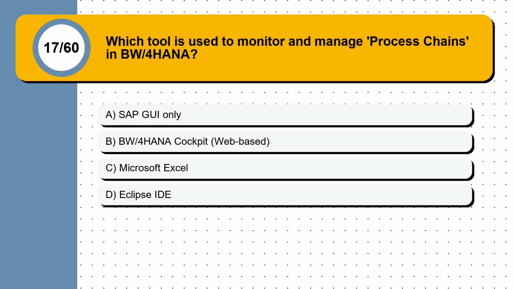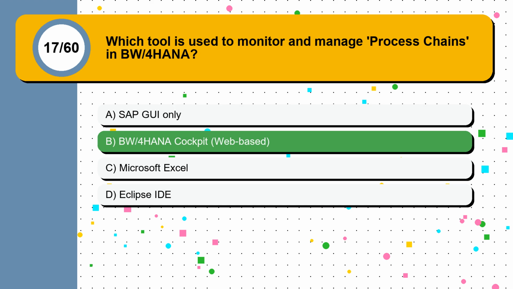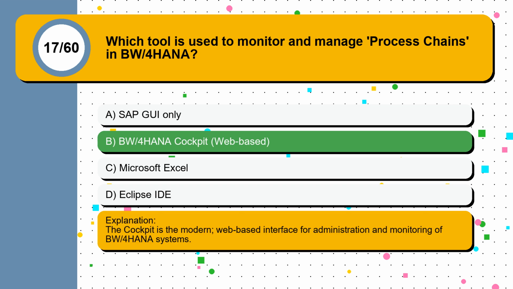Question 17. Which tool is used to monitor and manage process chains in BW/4HANA? Option A, SAP GUI only. Option B, BW/4HANA Cockpit, web-based. Option C, Microsoft Excel. Option D, Eclipse. The correct answer is option B, BW/4HANA Cockpit, web-based. The cockpit is the modern, web-based interface for administration and monitoring of BW/4HANA systems.